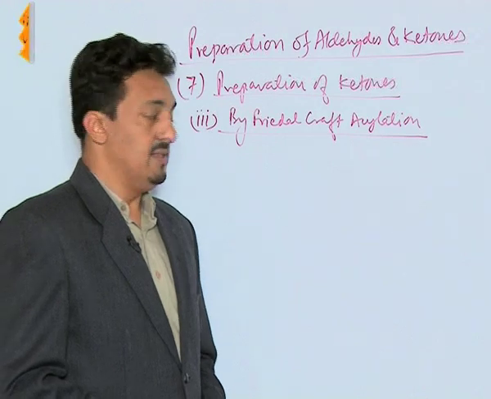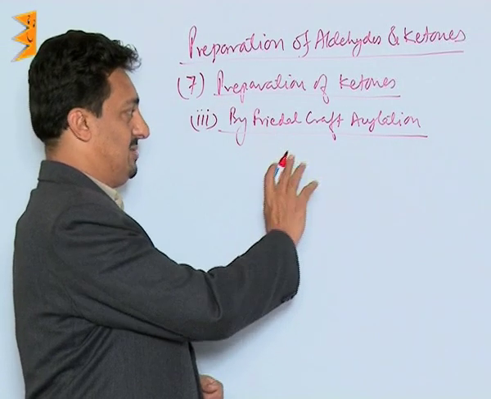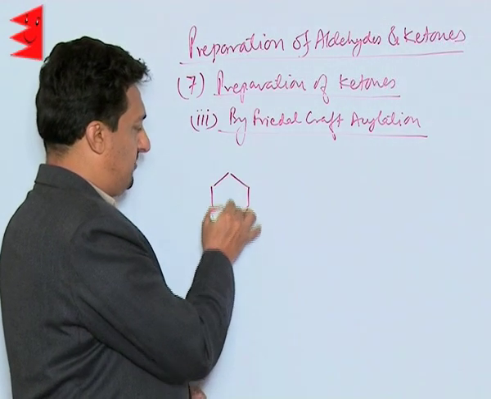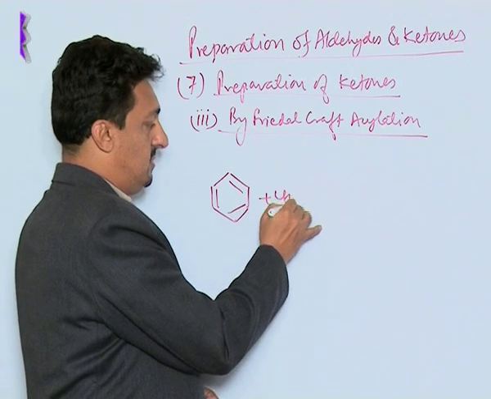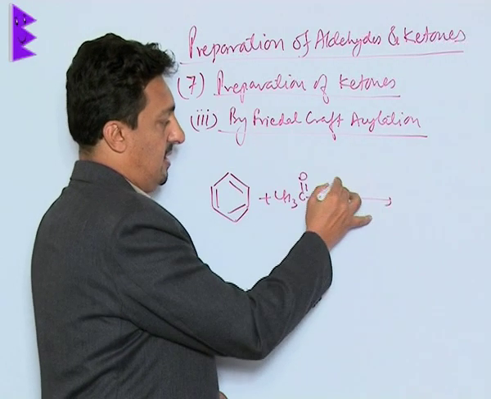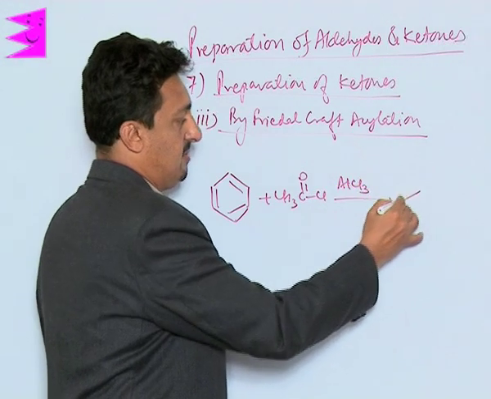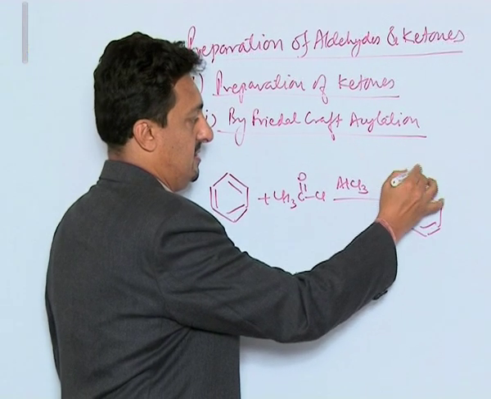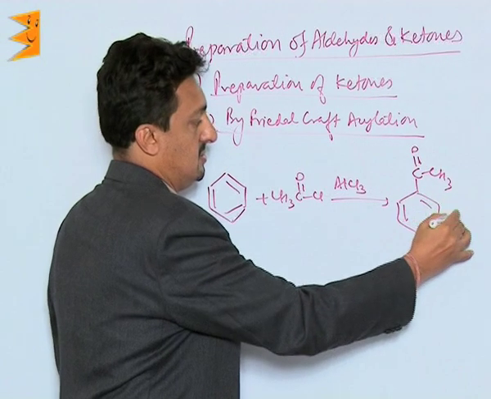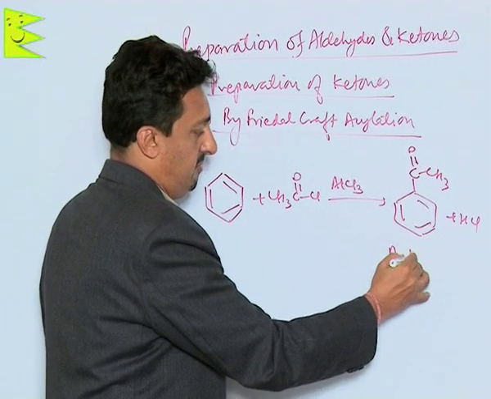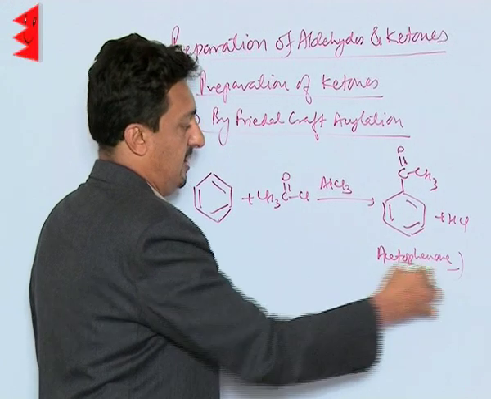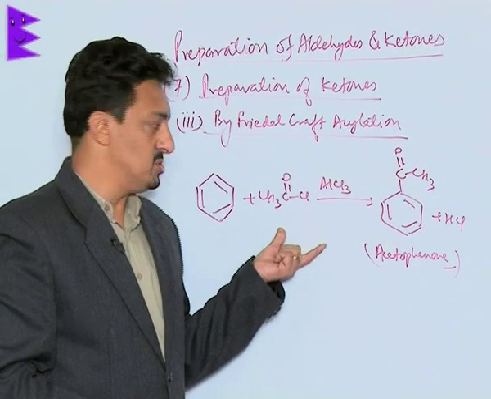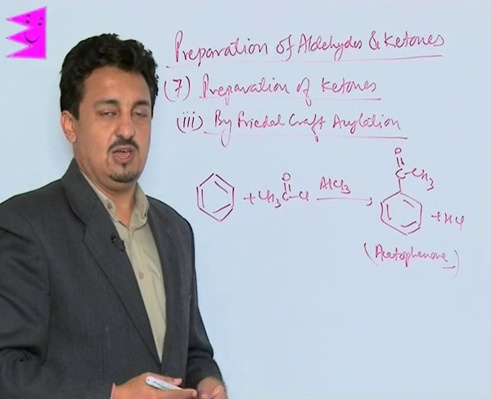And let us see the third method to prepare ketones exclusively, which is by Friedel-Crafts acylation. We know benzene or the substituted benzenes on reaction with any acyl chloride in presence of anhydrous aluminium chloride shows electrophilic substitution reaction, and what we get in this is these ketones plus HCl. So the compound formed is acetophenone, or it's called phenyl ethanone. So by simple electrophilic substitution on benzene or its substituted benzene, we can get aromatic ketones.